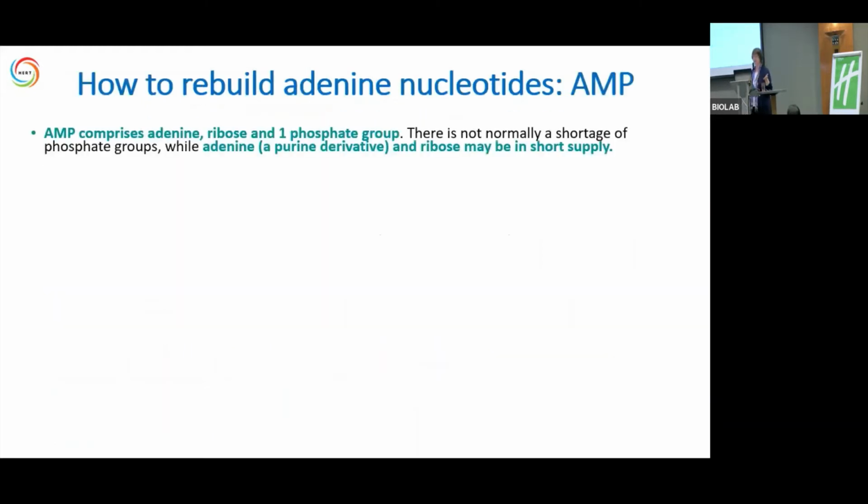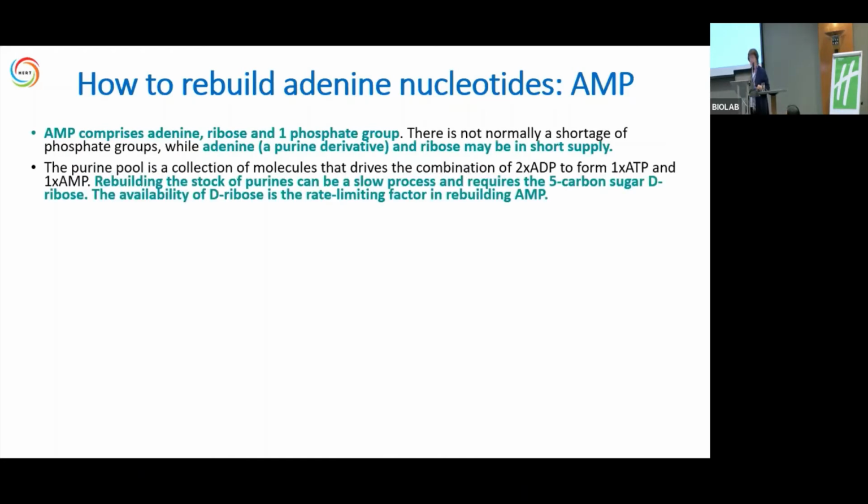So AMP comprises adenine, ribose, and a phosphate group. And then to make ADP, you just add another phosphate group, ATP, yet another one. That's all quite straightforward. And there's not normally a shortage of those phosphate groups. What there is a shortage of is adenine, which is a purine derivative, and ribose. Rebuilding a stock of purines can be slow, and it needs ribose anyway, but the availability of D-ribose is the rate limiting factor in rebuilding AMP.